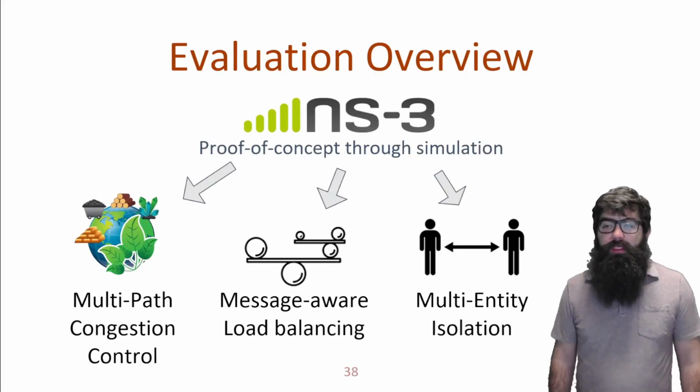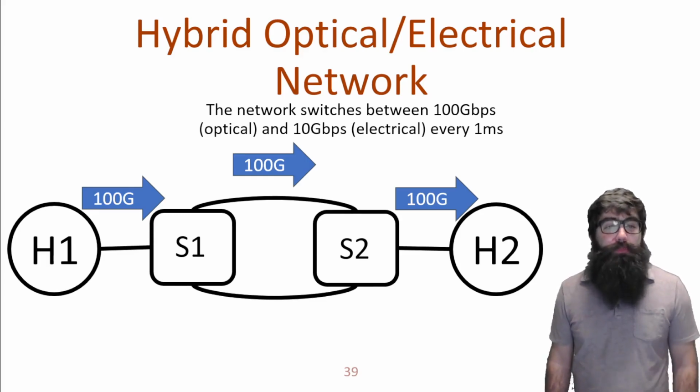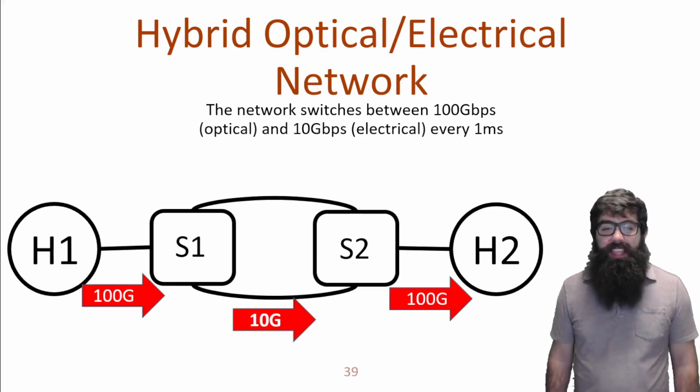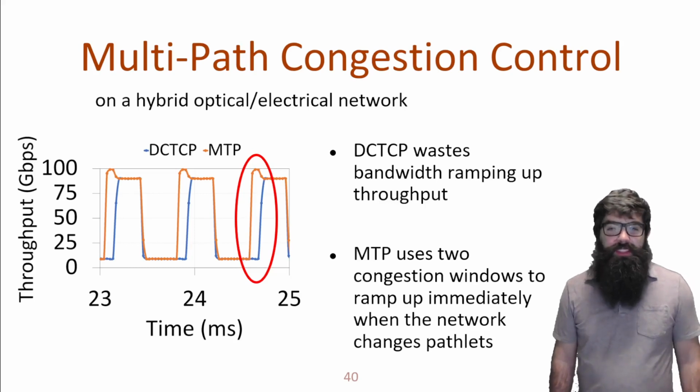Our goal with our evaluation is to demonstrate that MTP can overcome the limitations of TCP and its variants like DC-TCP. To show that MTP can provide multipath congestion control, we consider the scenario of a hybrid optical electrical network. In this experiment, we have a fast optical connection that operates at 100 gigabit and a slow electrical connection that operates at 10 gigabit. The network switches between these paths every 1 millisecond in this experiment.